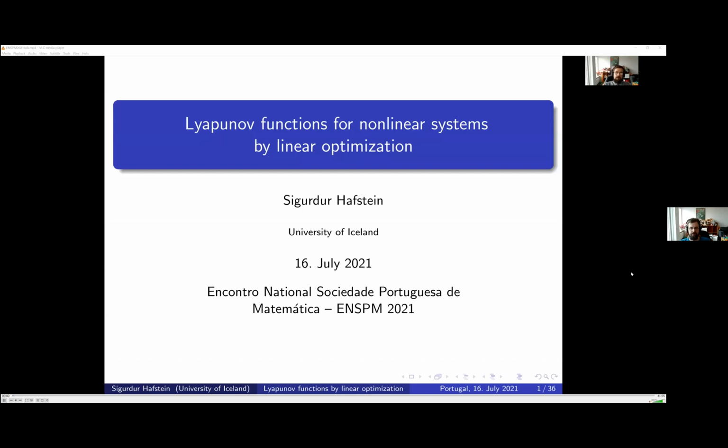Welcome to this talk on Lyapunov functions for nonlinear systems by linear optimization. Lyapunov functions are something like a dissipative energy for dynamical systems. And if a Lyapunov function for a dynamical system is known, then we know a lot about the qualitative behavior of the system.